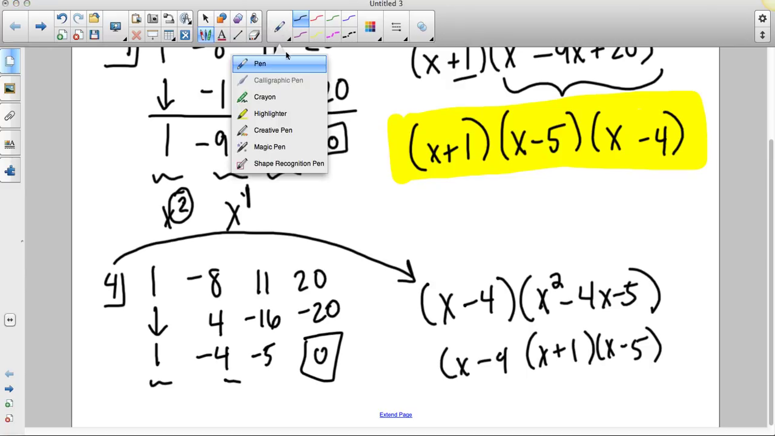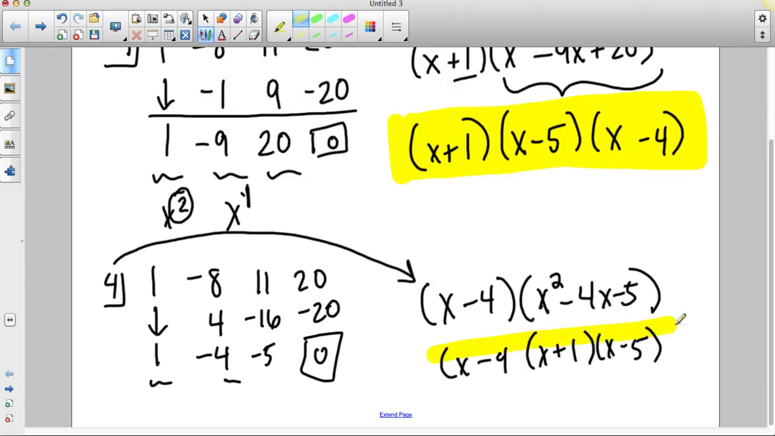Is that the same thing? Yeah, it's exactly the same thing as this one up here. So what does that mean? It doesn't matter. There's no secret into which one you pick first. As long as you get one that has a 0, it will end up being the same answer. Does that make sense? Any questions?